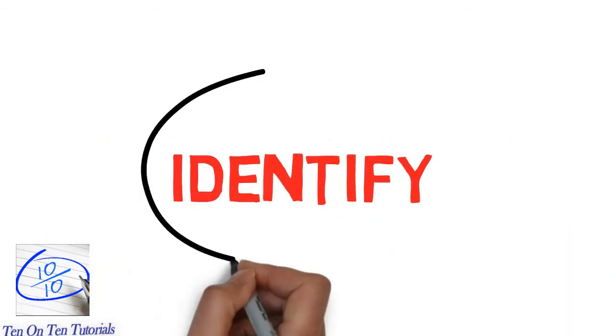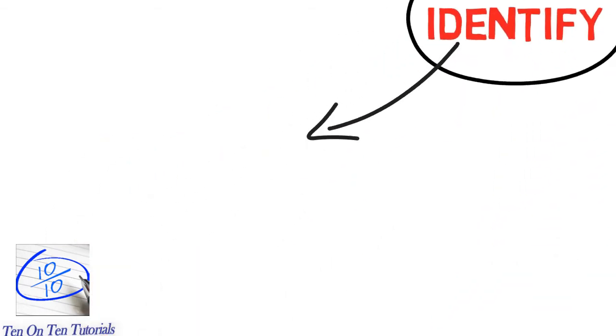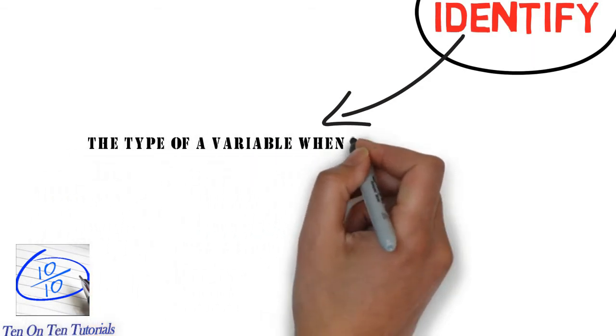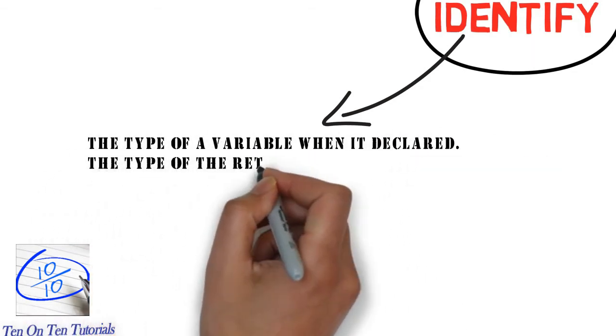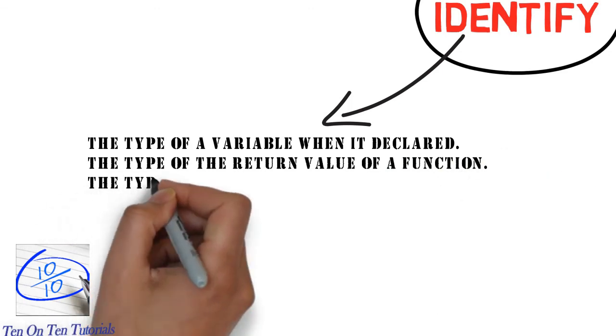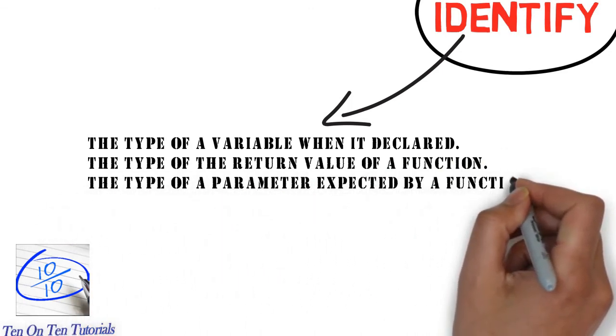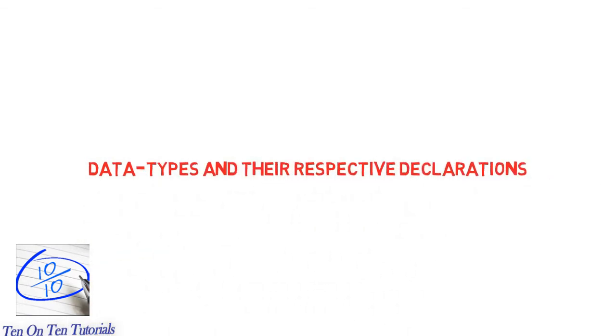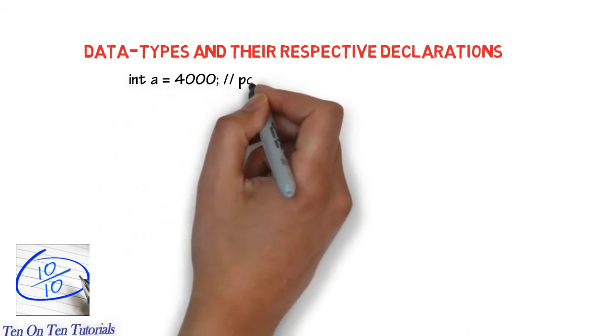C data types are used to identify the type of a variable when it is declared, identify the type of the return value of a function, and identify the type of a parameter expected by a function. Some data types with their respective declarations are as follows.